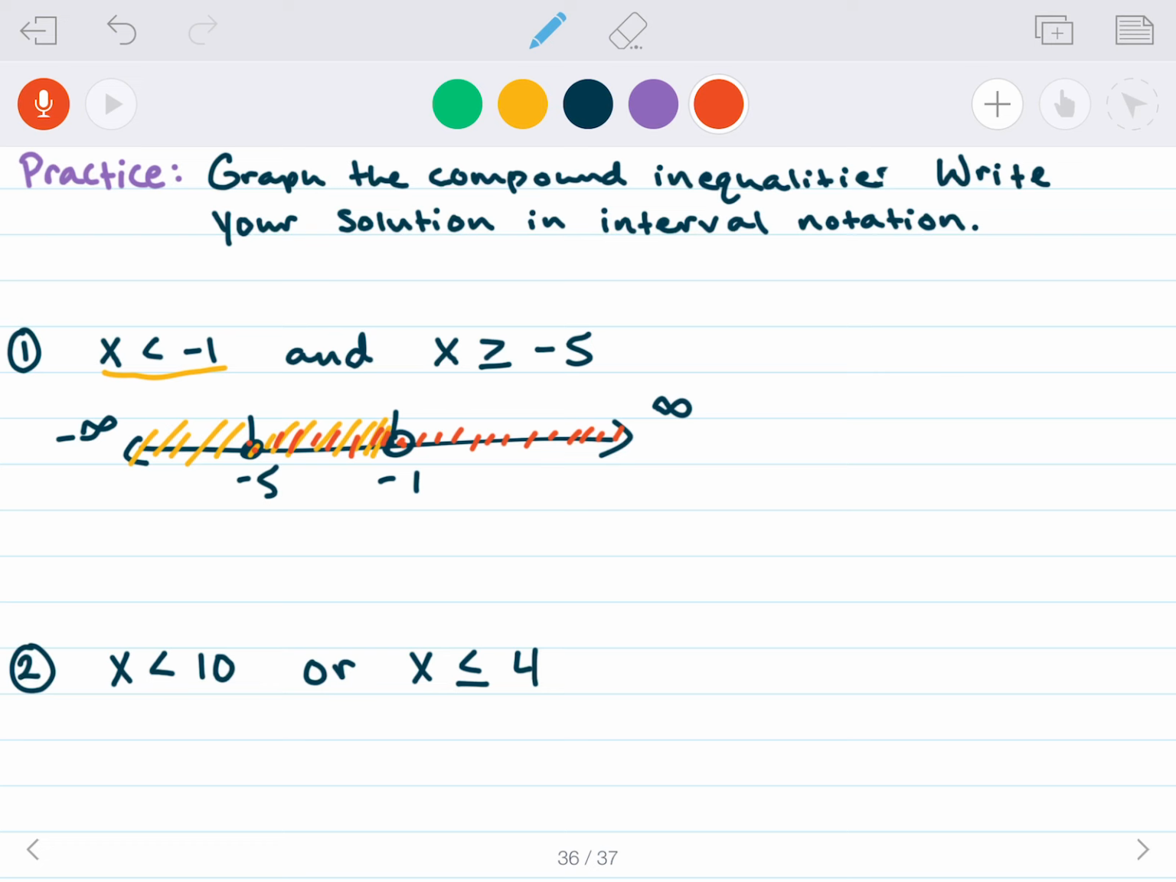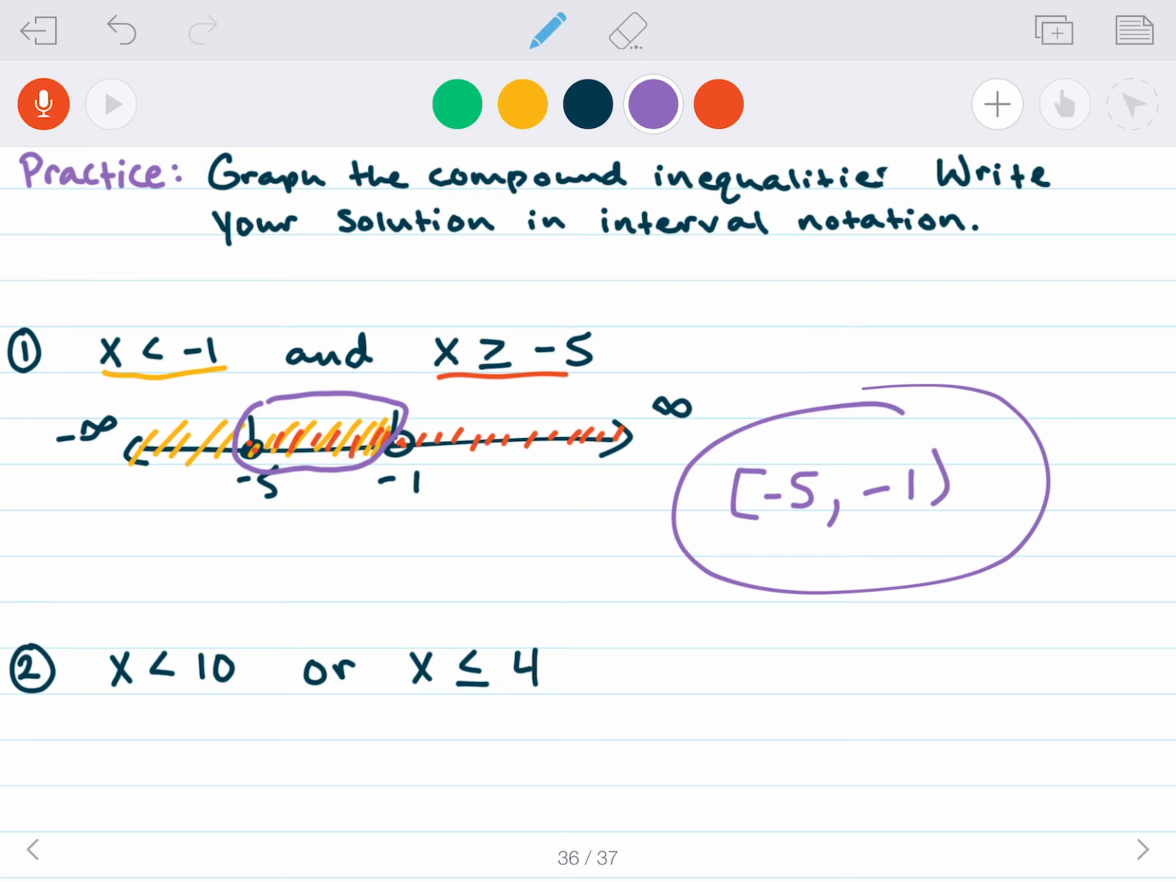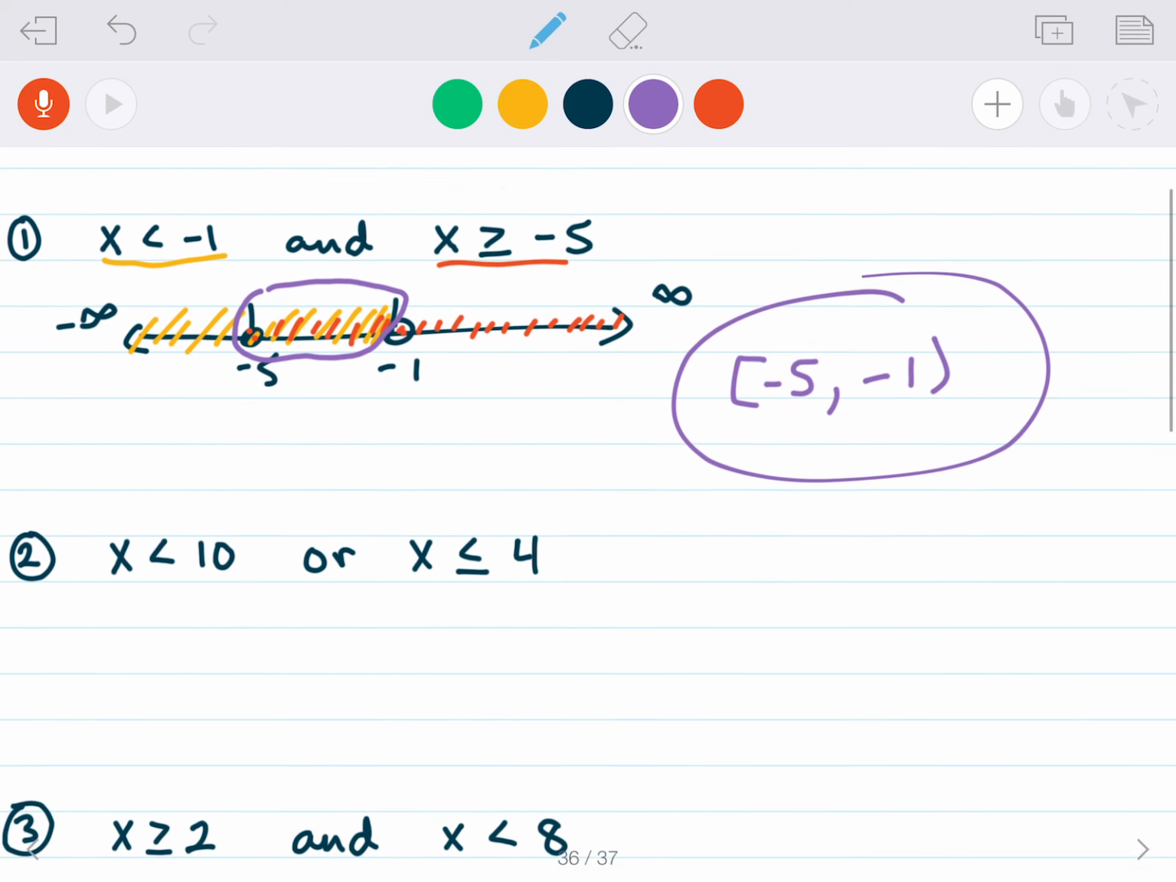And so this is an and, right? This is not an or. So all we want to include is the intersection of yellow and red. And notice this open circle doesn't have yellow in it, so we're not including it when we write our solution. So our solution here is going to be from negative 5, including negative 5, all the way to negative 1, not including negative 1. So remember, and means we're looking for the intersection, where they overlap, and or means we're including everything that has a shading, no matter what the color is.